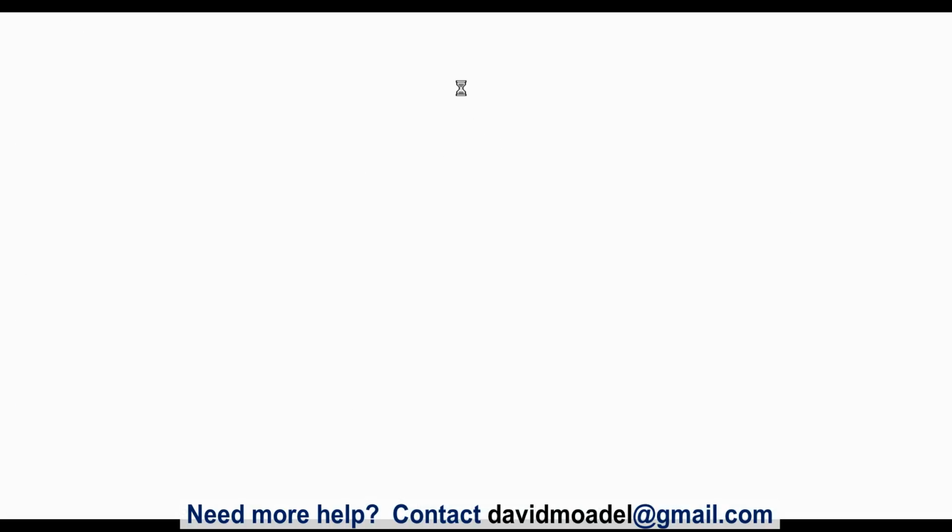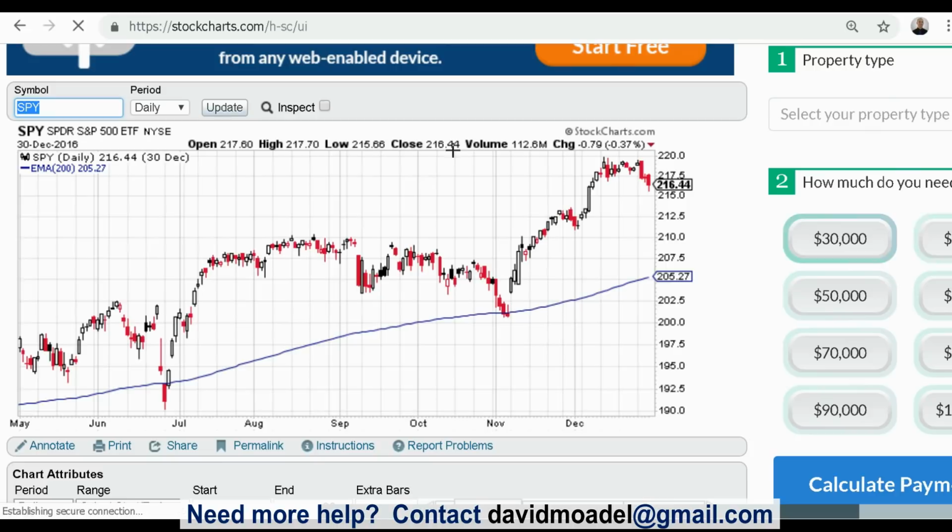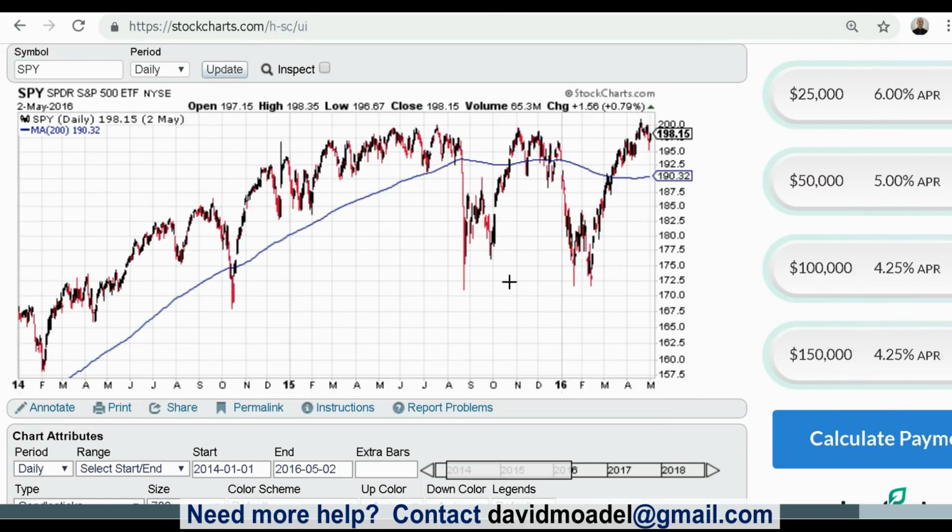Stockcharts.com is flipping out on me. Come back. There we go. Yeah, it broke below, closed below about the same time, came right back up. Looks like it broke below a little bit here on the exponential moving average for the 200-day, barely broke below, but then shot right back up. So, false signals.